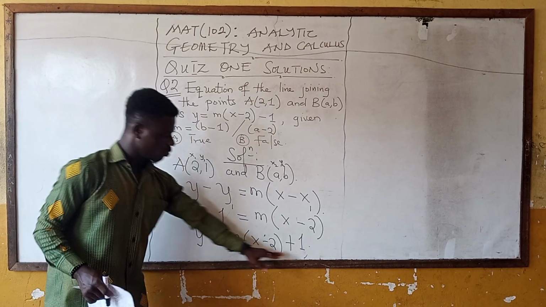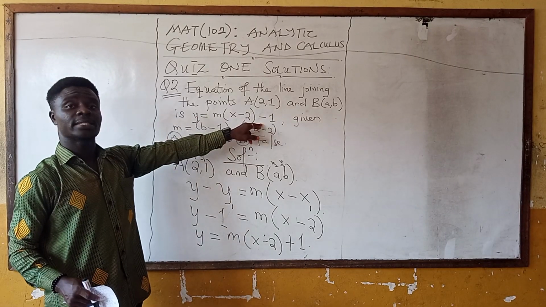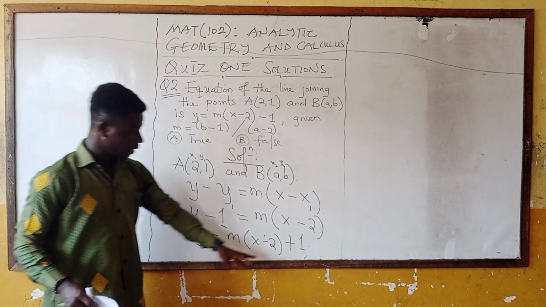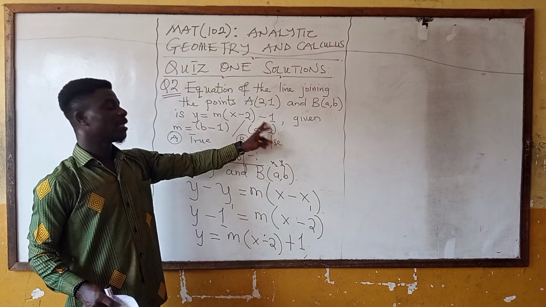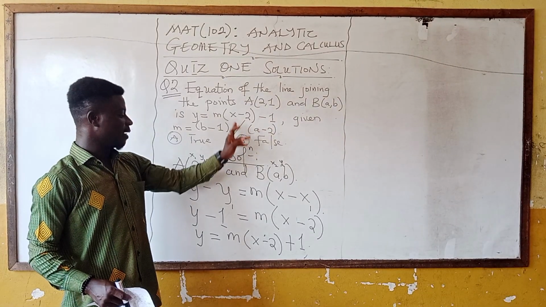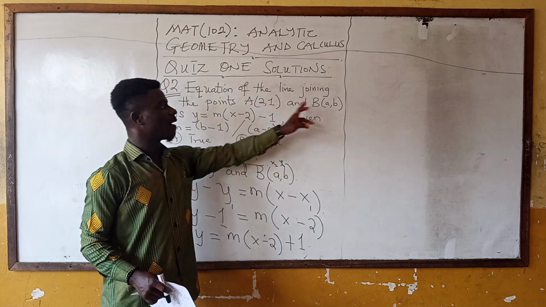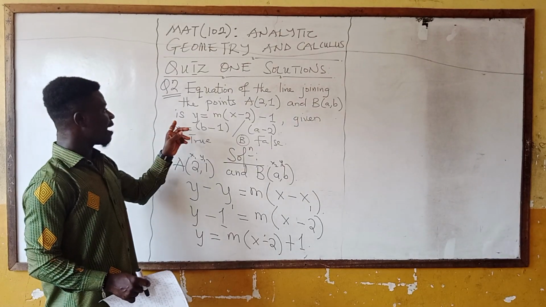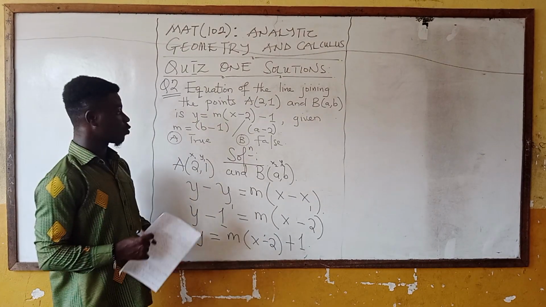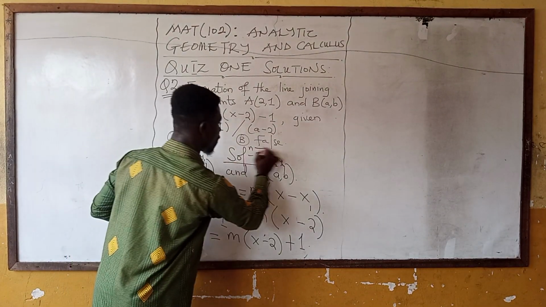Now, if I compare this to this, y equals m multiplying x minus 2 minus 1, look at my equation here and look at this. They are different, because of this plus 1 and negative 1. So we cannot say that point A and point B have that equation. So the answer will be what? False.